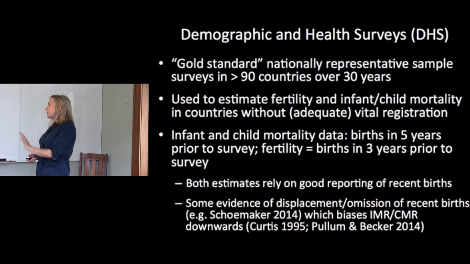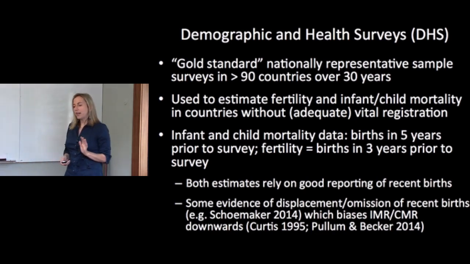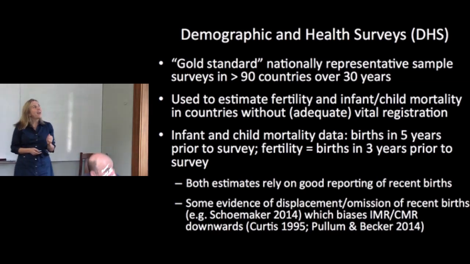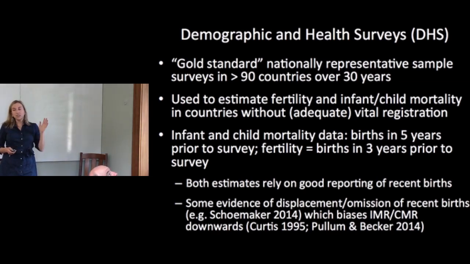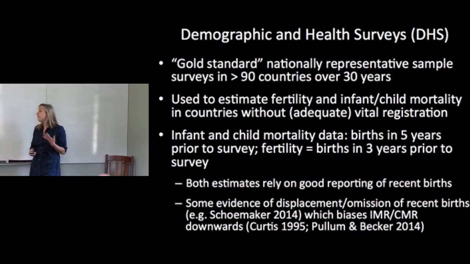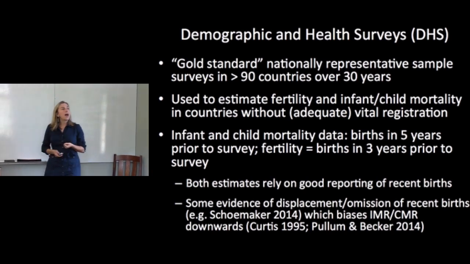So most of you are probably familiar with the Demographic and Health Surveys. It's considered to be the gold standard for data quality, which may or may not be questionable. They're nationally representative household-based sample surveys. They've been conducted since 1984 in more than 90 countries. We now have more than 300 surveys.